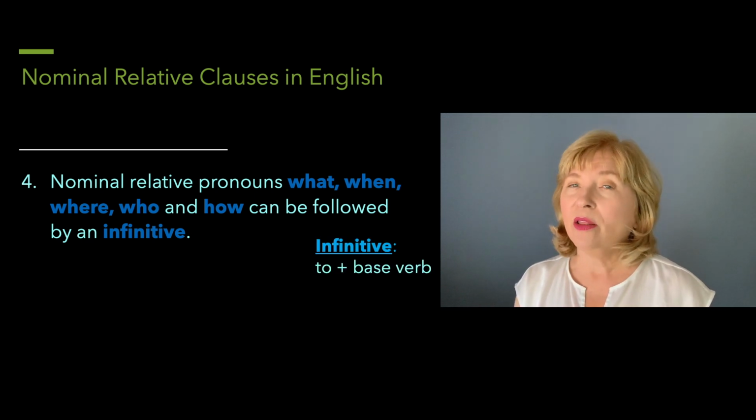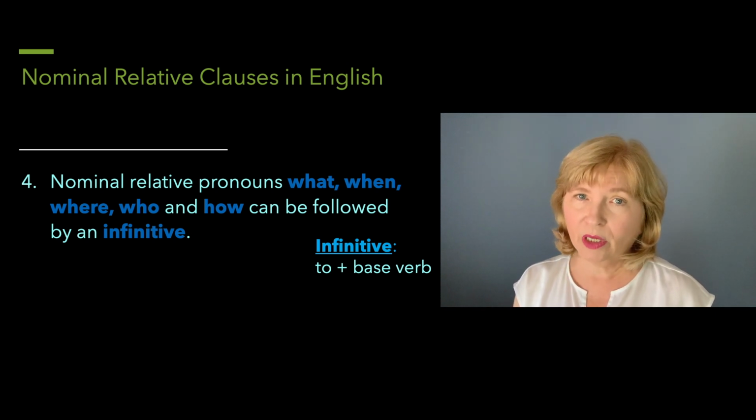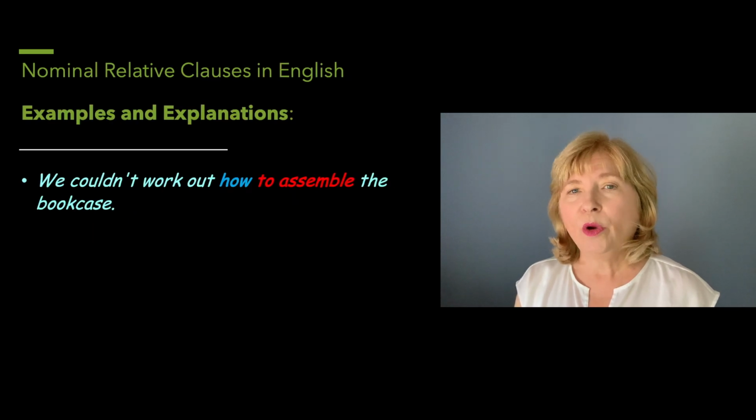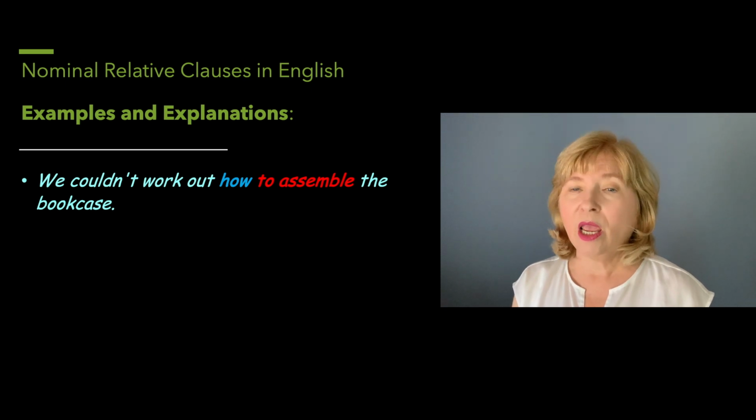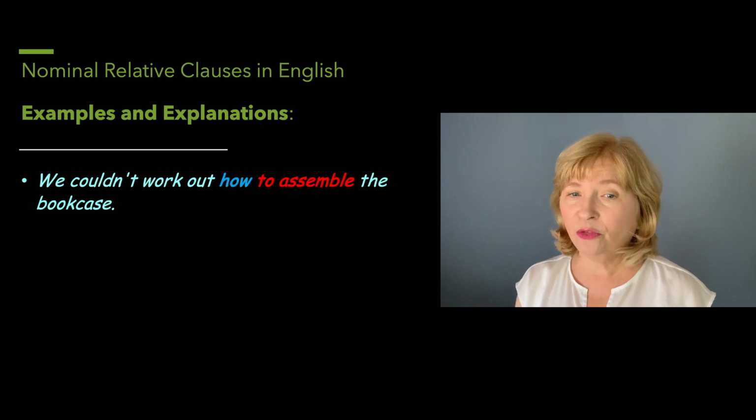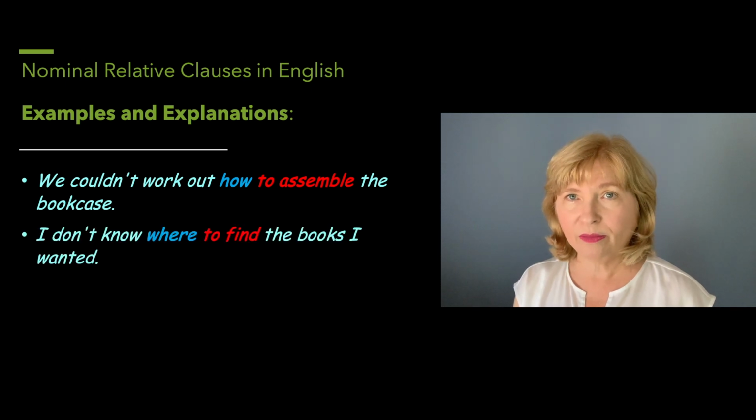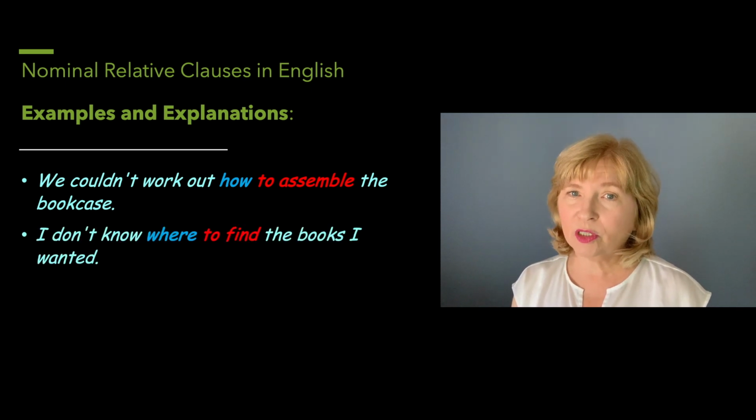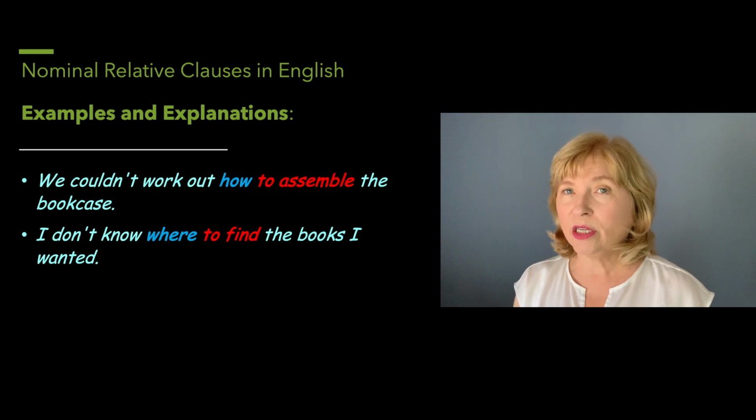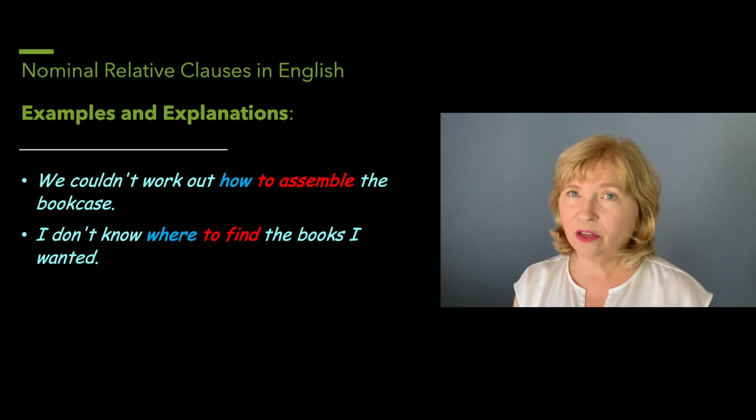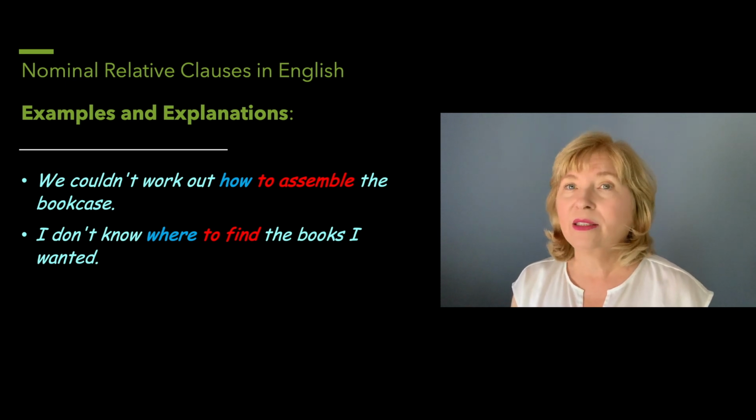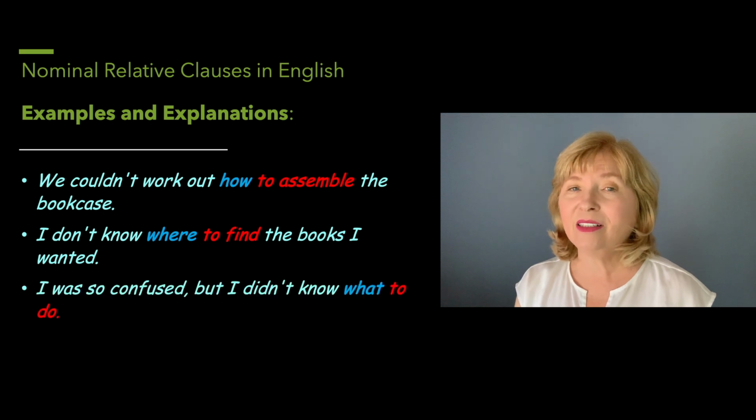You may remember that an infinitive is the verb form to plus the base form of a verb. Some examples are, we couldn't work out how to assemble the bookcase. How is our relative pronoun, and to assemble is the infinitive form of the verb assemble. I don't know where to find the books I wanted. Here, where is our relative pronoun, and to find is our infinitive. It's the infinitive form of find. See how this works?